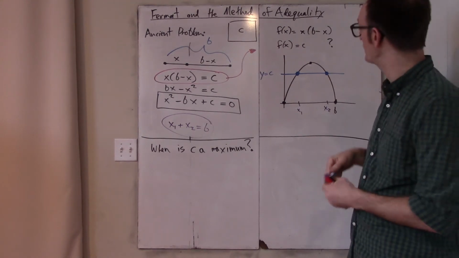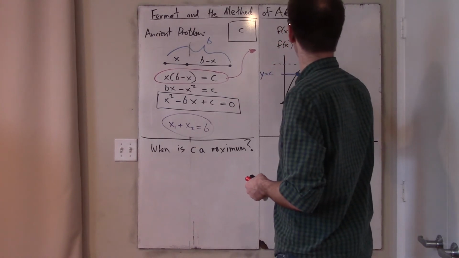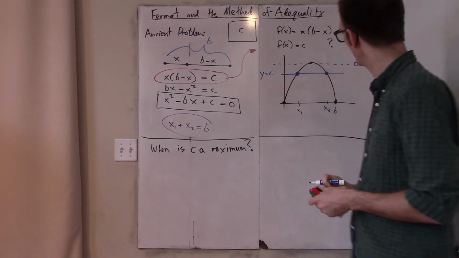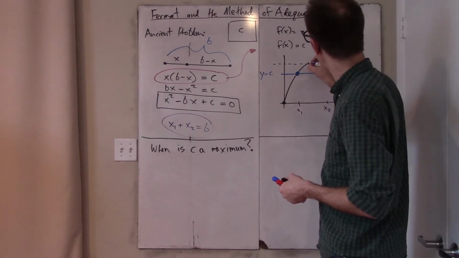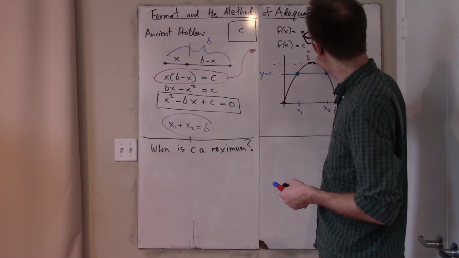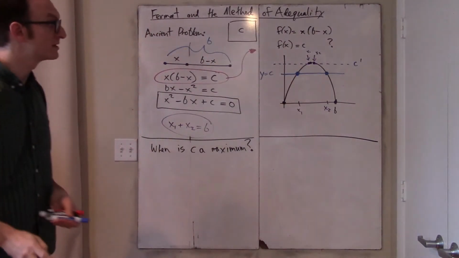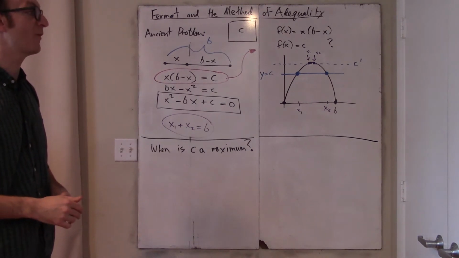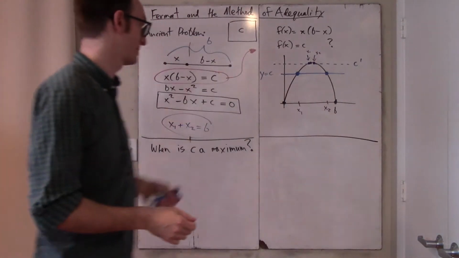And so if you continue to move, and I'll draw my dotted line, this is now a new value of C. Call it C prime. Now, when C prime is getting to be very, very big, what happens is the two points of intersection move infinitely close together, and so the highest value of C will occur when the two numbers x1 and x2 are just equal to each other.